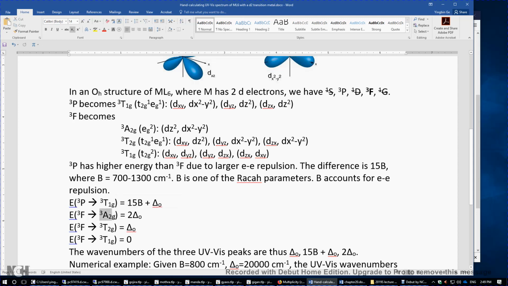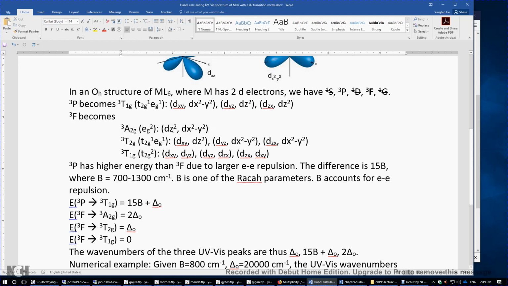This 3A2G originates from 3F, so it's here. We have 2 electrons, both occupying the Eg orbitals. One in the dz squared orbital, one in the dx squared minus y squared orbital. So both are Eg orbitals. Therefore, we have 2 delta O here. But there's no B term.